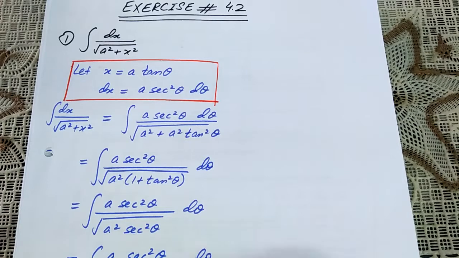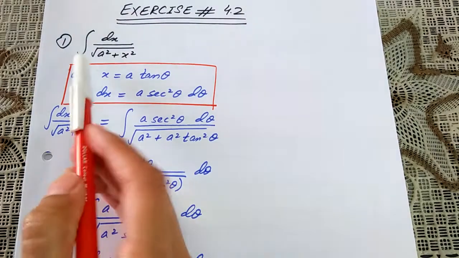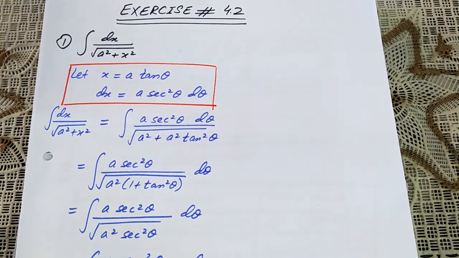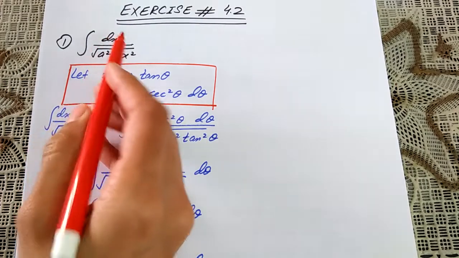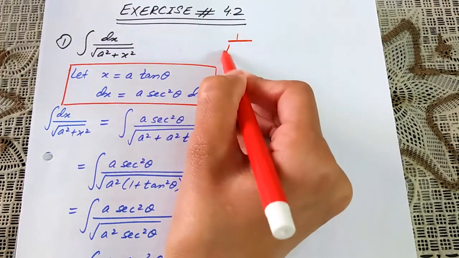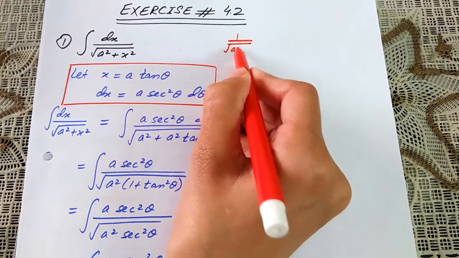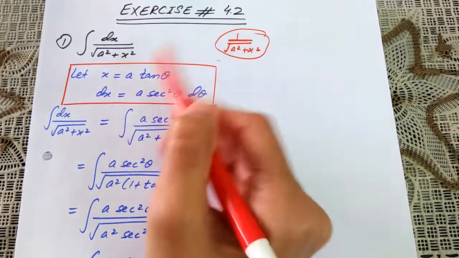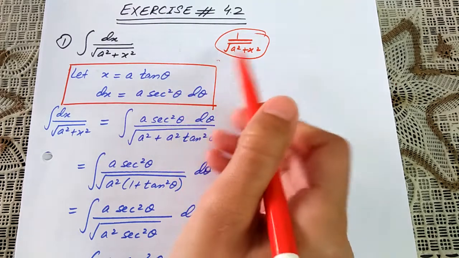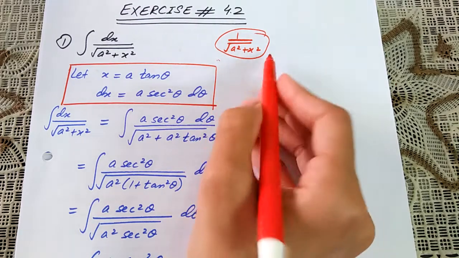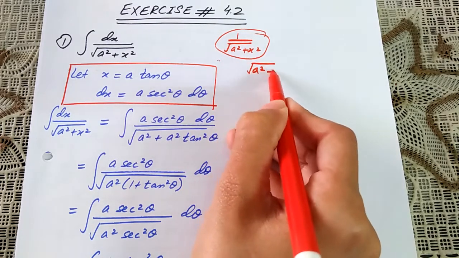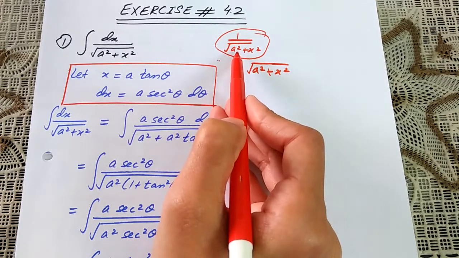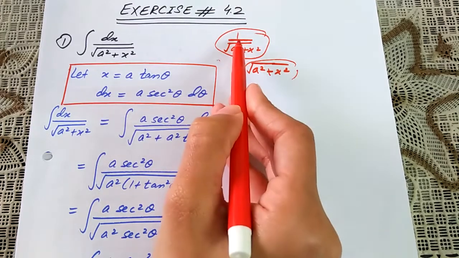Starting from the first question, we have to integrate dx over the square root of a square plus x square. We don't have any direct formula for this function. But we have the formula for the square root of a square plus x square. This is 1 over that function, so we cannot use that formula here.